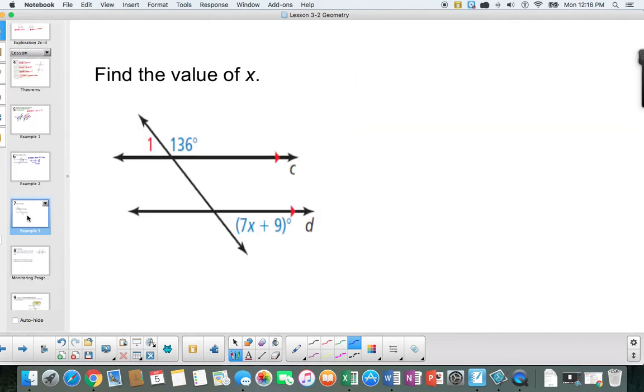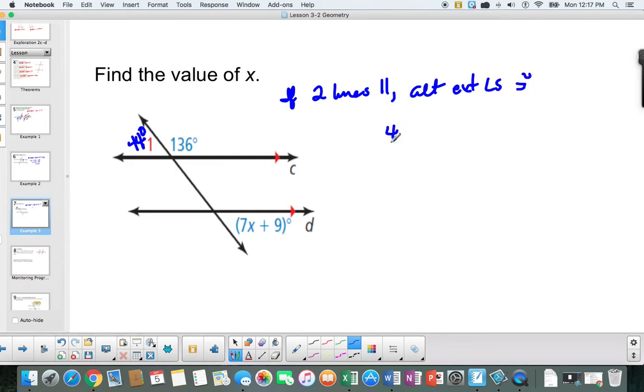All right, I can see that this is 136 degrees, and I know that these are supplementary angles, so this will have to be 44 degrees. A linear pair are supplementary. Now I'm taking a look at these two angles, and these are alternate exterior angles, and I'm going to write down the theorem. If two lines are parallel, then alternate exterior angles are congruent.